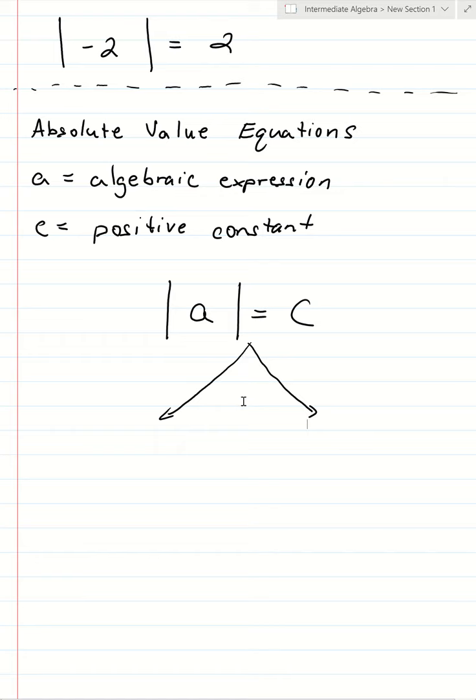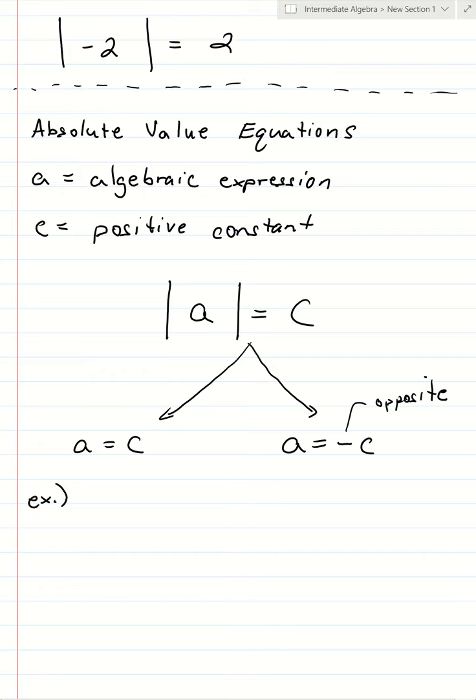The first relationship, we merely drop the absolute value bars, whereby we would write that the algebraic expression equals the constant. And then you would solve this equation. The second relationship that you establish is to once again drop the absolute value bars and say that the algebraic expression is now going to equal the opposite of the constant. Notice I didn't say negative constant. I simply said the opposite of the constant. Those are the two formulas that you're going to create based upon the one relationship.